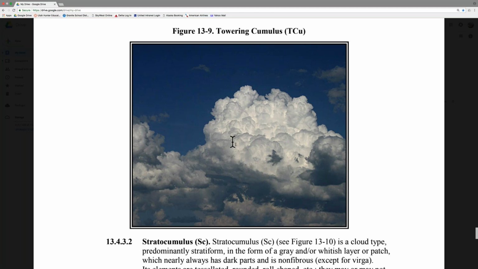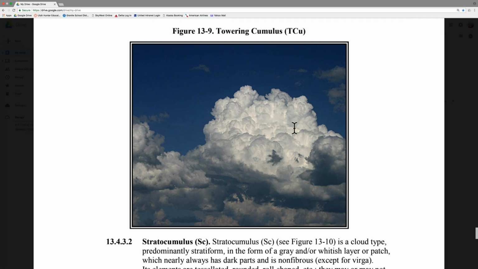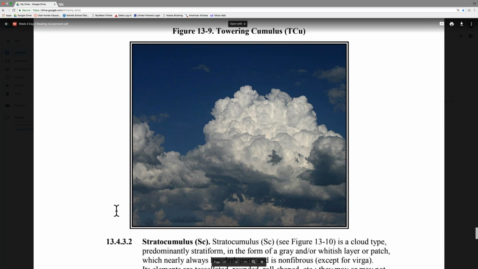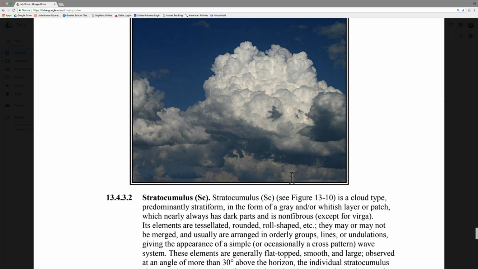And aircraft are not to fly within 20 miles of these towering cumulus clouds because of how far that convection is felt from those clouds. It's like flying into a tornado, right? It'll chew up the plane and spit it out, no problem.